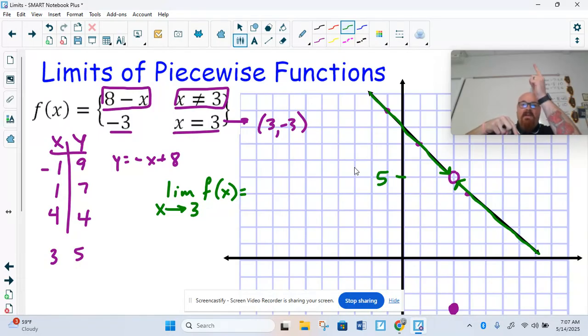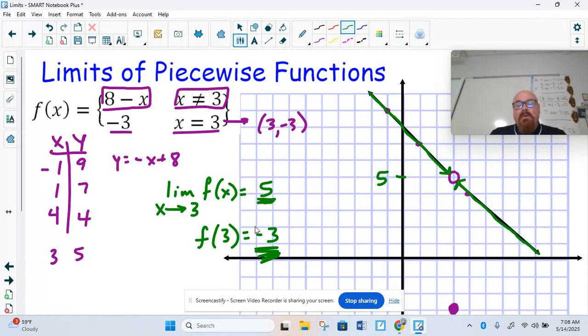Right? We're not getting behavior like this. We're not getting behavior like this. We are seeing those points coming together. Even though they don't touch, they are approaching a value of 5. So the limit is 5. But again, do not confuse the limit with the actual value of the function at 3. This question is asking, what is the output at 3? Where is that point? And the point is at -3, even though the limit is approaching 5. So again, the value of the limit does not have to equal the value of the function. All right.